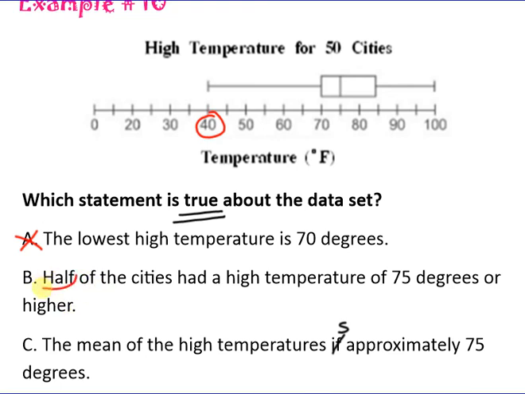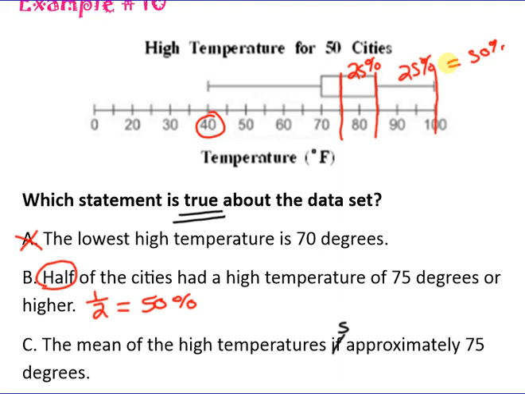Half. What does half mean? Well, it means 1/2, but what does it mean in terms of percentages? 50%. 50% of the cities had a high temperature of 75 degrees or higher. So 75 is right here. So is it true that 50% had a high temperature of 75 degrees or higher? Well, let's see. So from here to here is 25%. From here to here is 25%. 25 plus 25 equals 50%. That is true, but let's make sure.